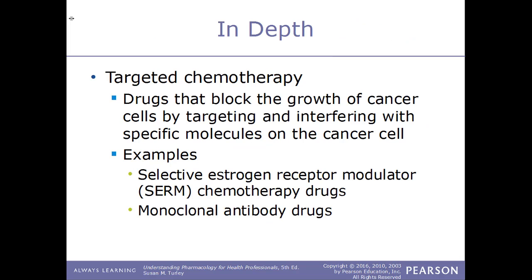Alright, now we'll talk a little bit more in depth about targeted chemotherapy. These are drugs that block the growth of cancer cells by targeting and interfering with specific molecules on the cancer cell. Some examples of this would include the SERM chemotherapy drugs, the selective estrogen receptor modulators. Other examples would include the monoclonal antibody drugs.